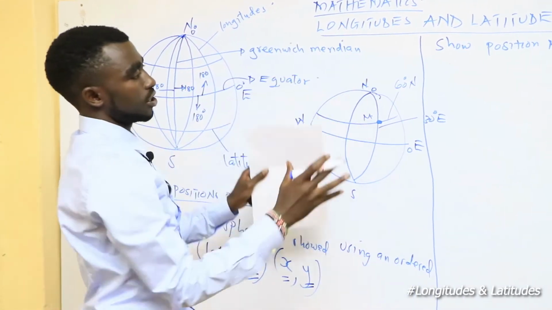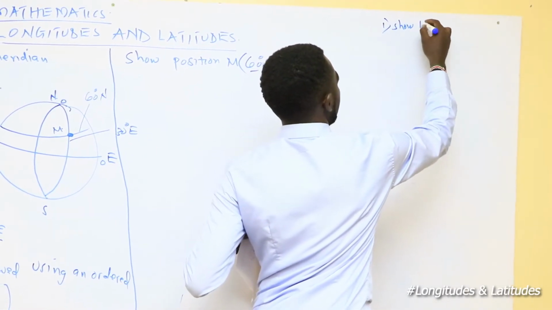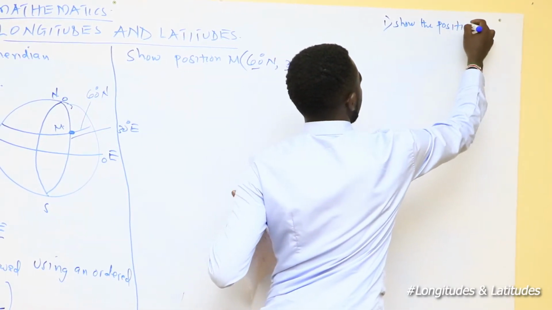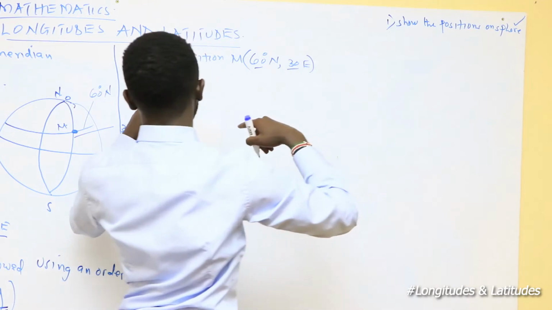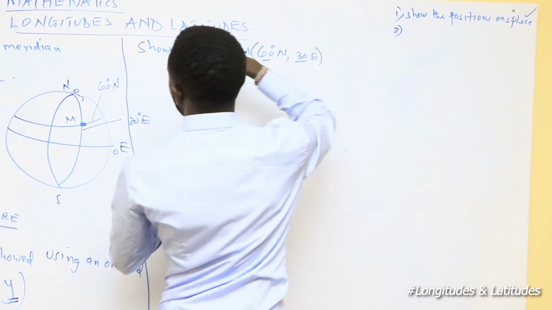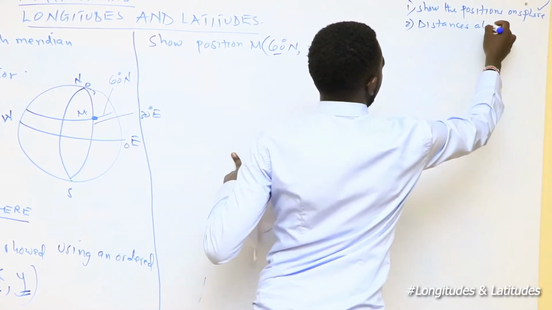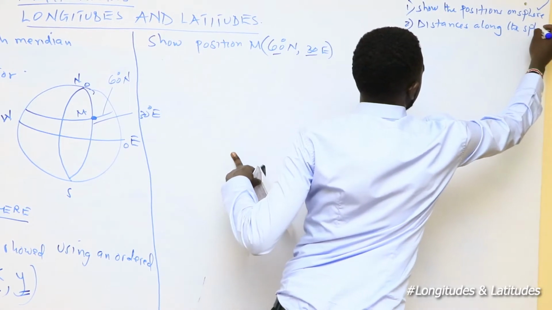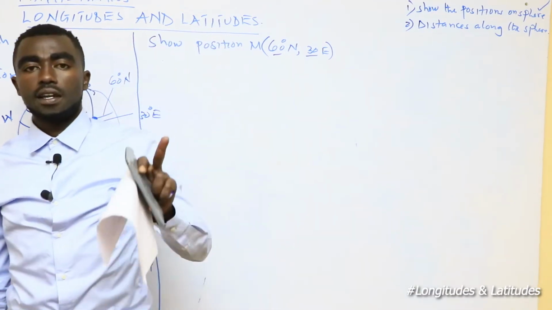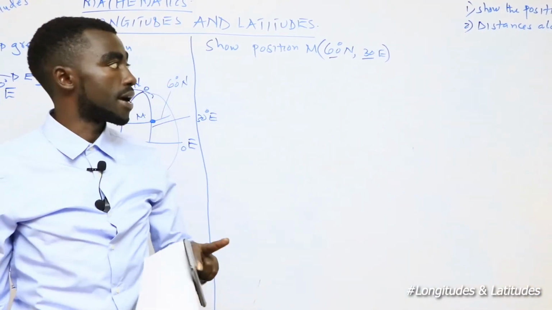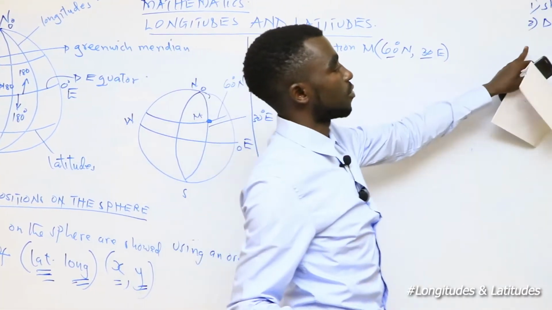Because under the longitude and latitude, the key points we talk about: the first thing, we show the positions on the sphere, which we have done. The other thing we discuss under longitudes and latitudes is distances along the sphere. In this case, I'm talking of distances. These can be calculated in kilometers, and as well in nautical miles. And we're going to see how nautical miles and kilometers relate. So we're going to talk of the distance along the sphere.